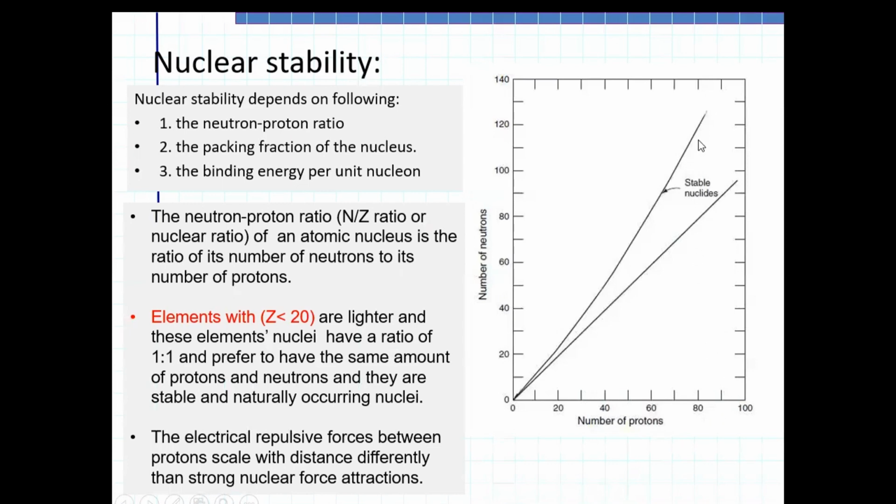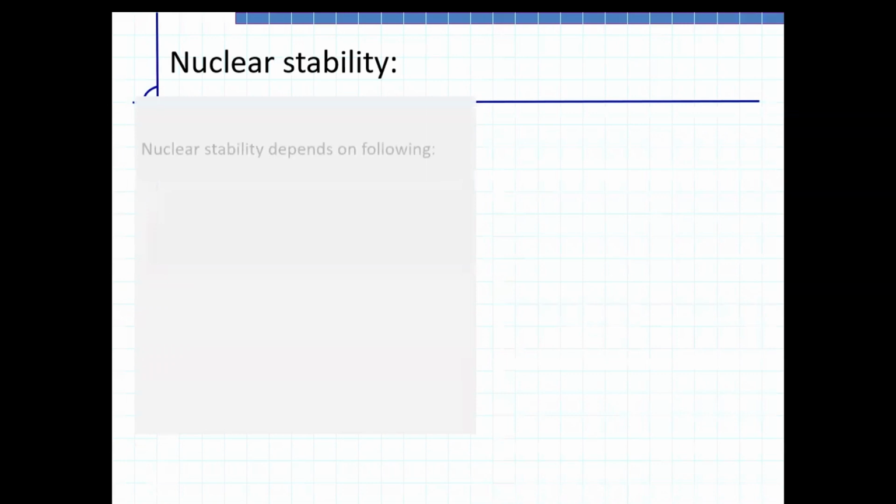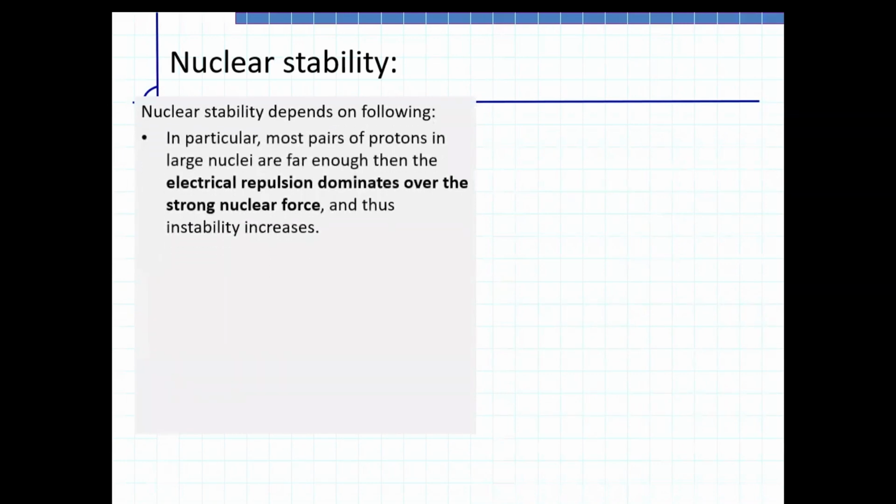If they want to be stable, they need to be electrically less repulsive and more attractive. But the attraction is only coming from the nuclear force. So the strong nuclear force will improve if the total number of neutrons is large. Nuclear stability depends on this important parameter.